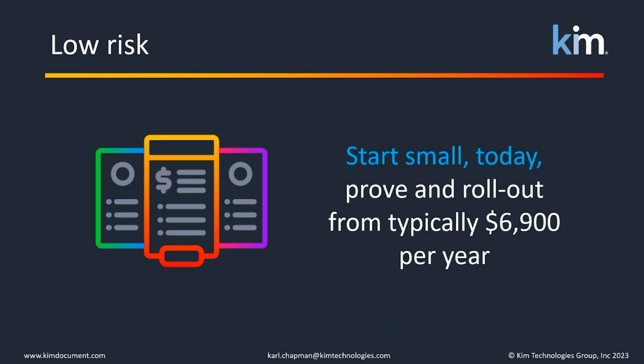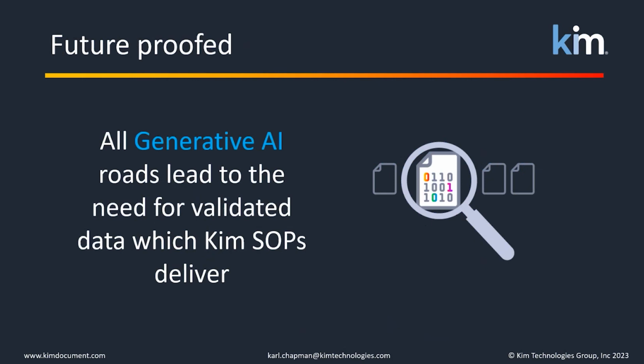And one of the great things about Kim is it's very low risk, because you literally can start today, this morning, this afternoon. You can start now, and you can start small, and you can prove Kim and then roll it out. And typically organizations, whether they're small, mid or large, are starting from about $7,000 a year.